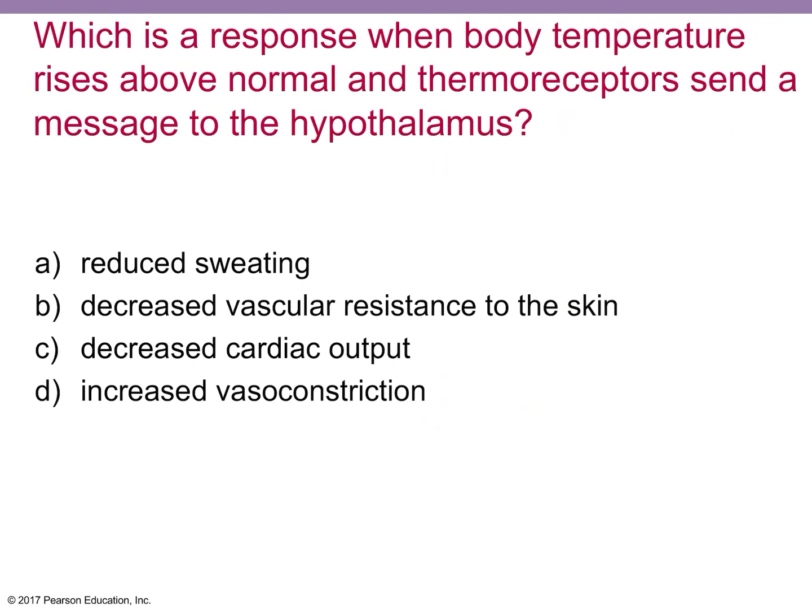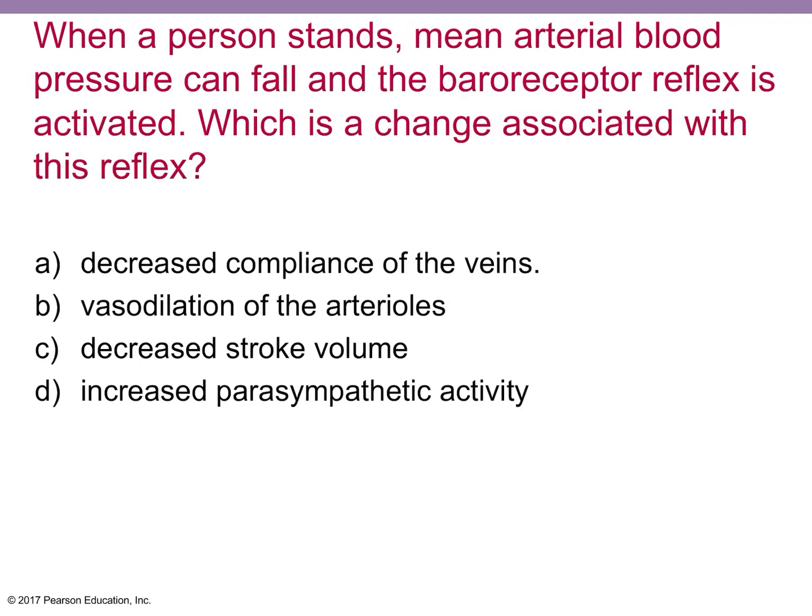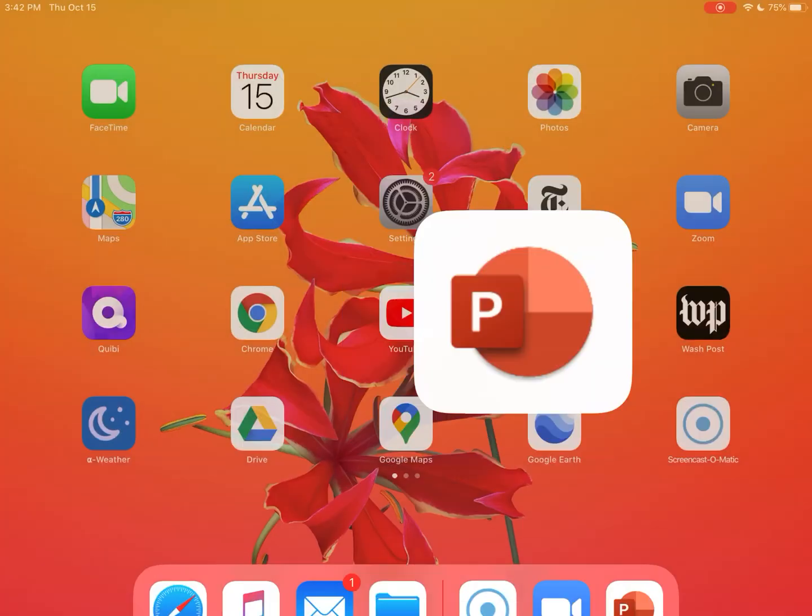Which is a response when body temperature rises above normal and thermoreceptors send a message to the hypothalamus? So if you have a rise in body temperatures, you're going to decrease the resistance to the skin. You're going to open up those blood vessels, decrease the resistance so the blood flows to the path of least resistance. When a person stands, mean arterial pressure can fall and the baroreceptor reflex is activated, which is a change associated with this reflex. Okay, so if you look at all your choices, the answer is decreased compliance to the veins.